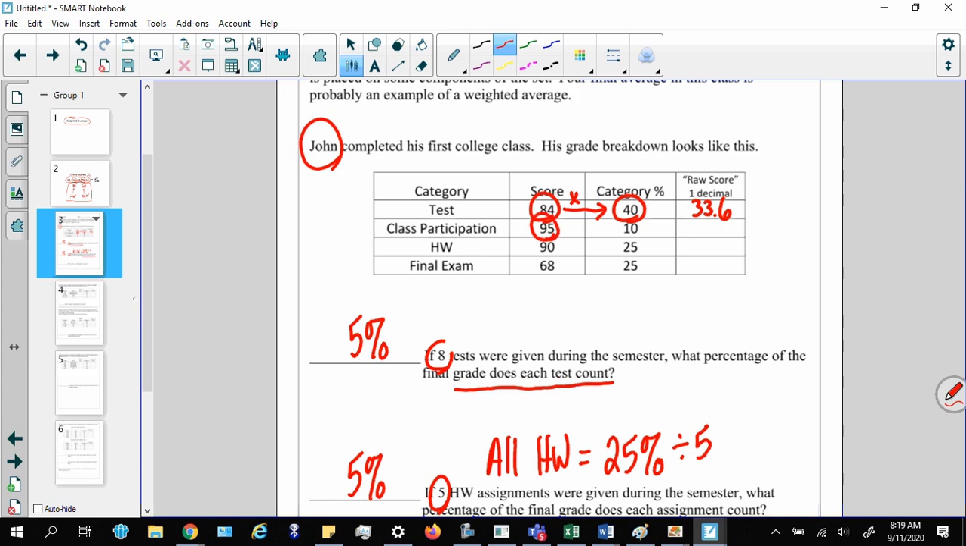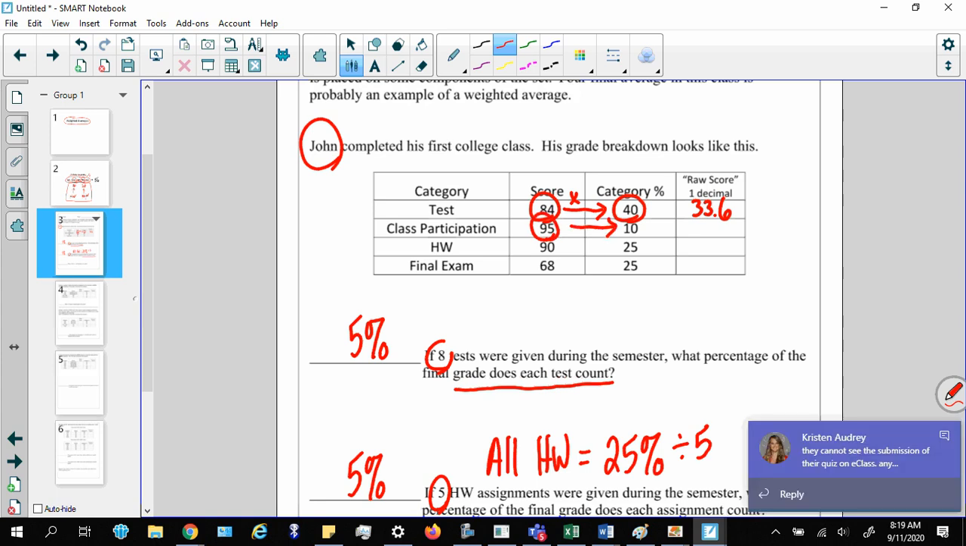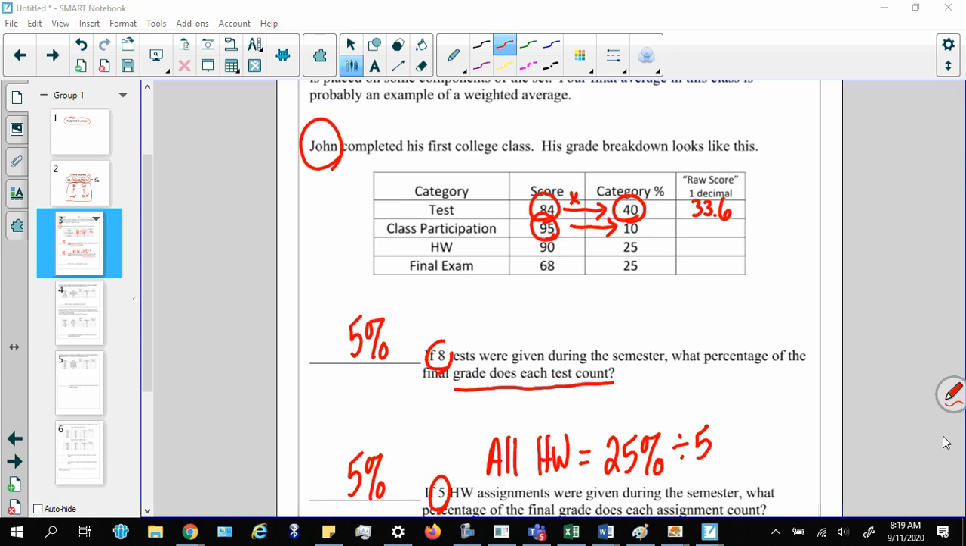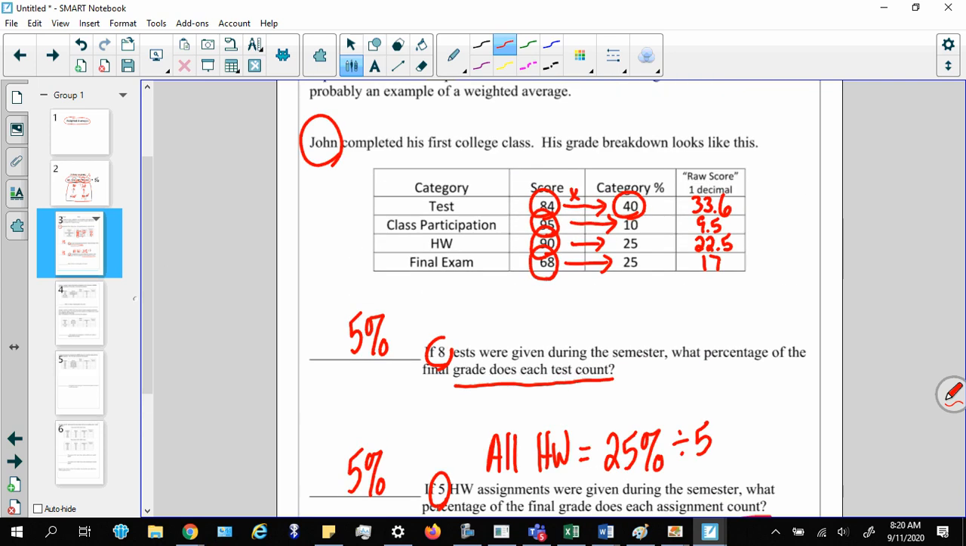Now you do the same exact thing: 95% times 10%, and what we have is 9.5. Then you take 90 and multiply it by 25%, so 90 times 0.25 gives you 22.5. Lastly, do the same exact thing: 68 times 0.25 gives me 17. So to figure out his overall score, very simply, you just add up all the raw scores.